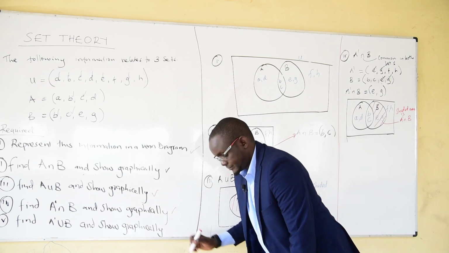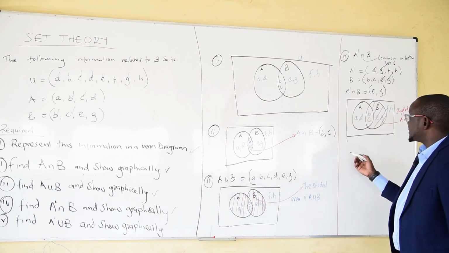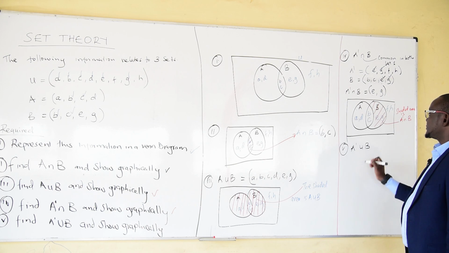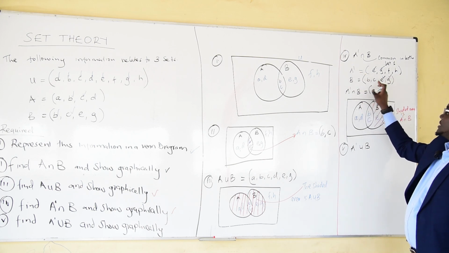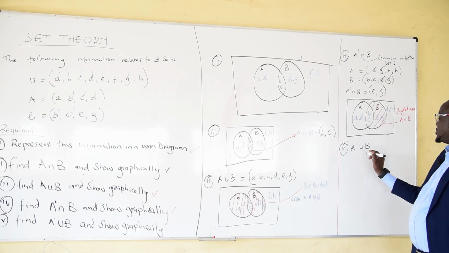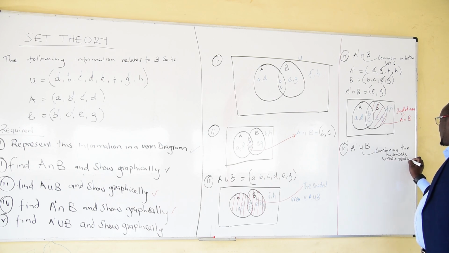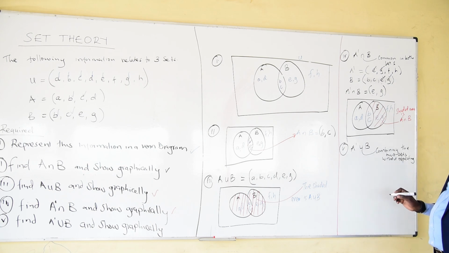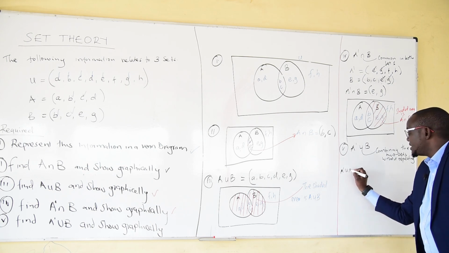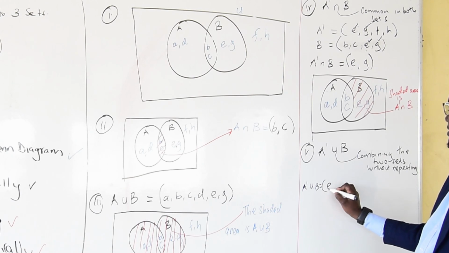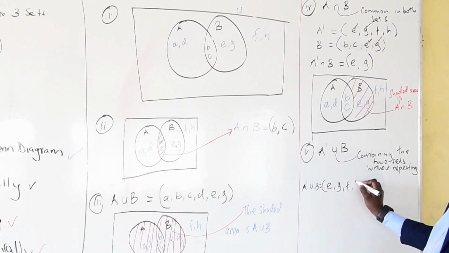We can do the last one. The last one we are supposed to find is A prime union B. We already know what is our A prime. We already know what is our set B. What a union means is combining the two sets without repeating. So we shall combine the members of these two sets without repeating. So let's combine. That means A prime union B. I will start by listing members of A prime, the complement of set A: we have E, G, F, H.